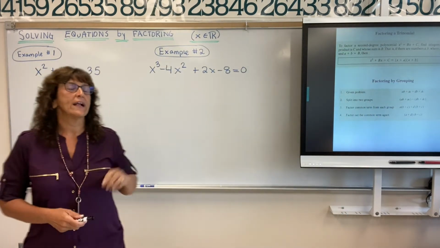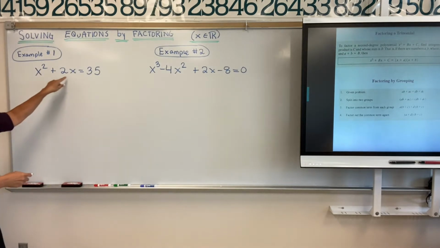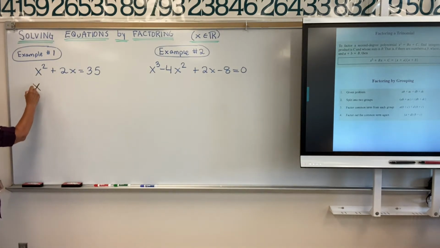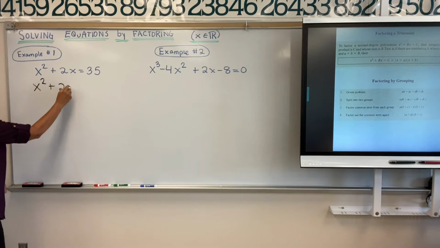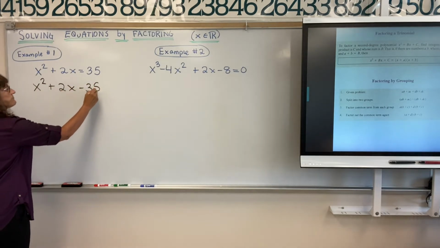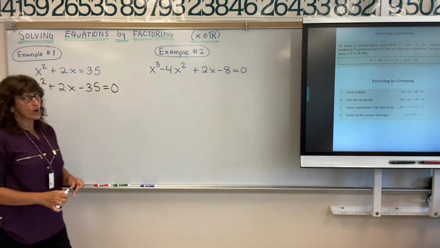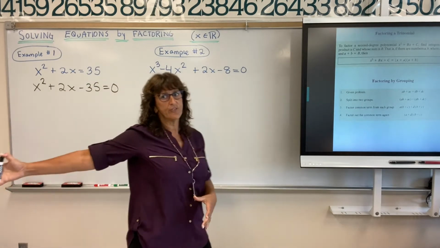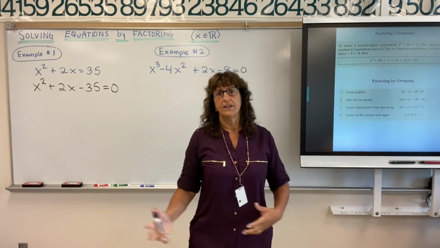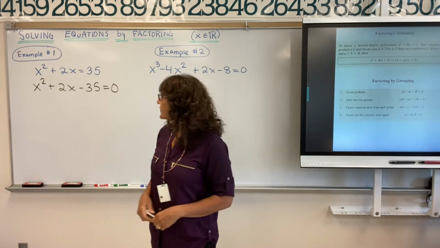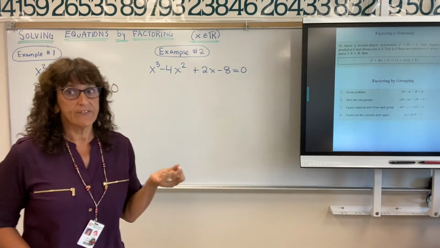So we need to subtract the 35 from both sides. Take away the 35 from both sides, you end up with x squared plus 2x minus 35. Anytime you're solving a quadratic equation, you want to move all terms to the left, 0 to the right, just want to separate the variables. Okay, so now we want to solve this by factoring.